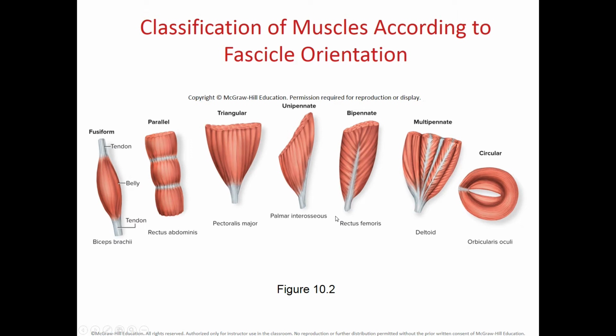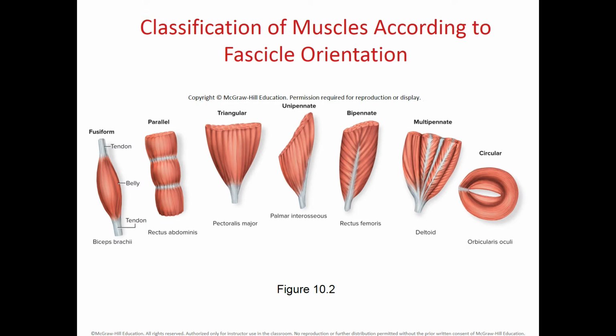So we can classify the skeletal muscles according to the orientation of the fascicles. The fascicles can be oriented in a variety of ways, and that will help to determine the strength of the muscle and the direction of the pull of the muscle.